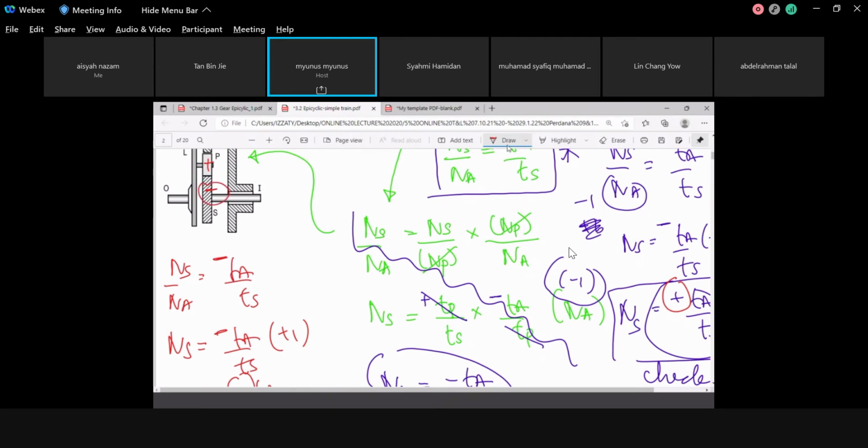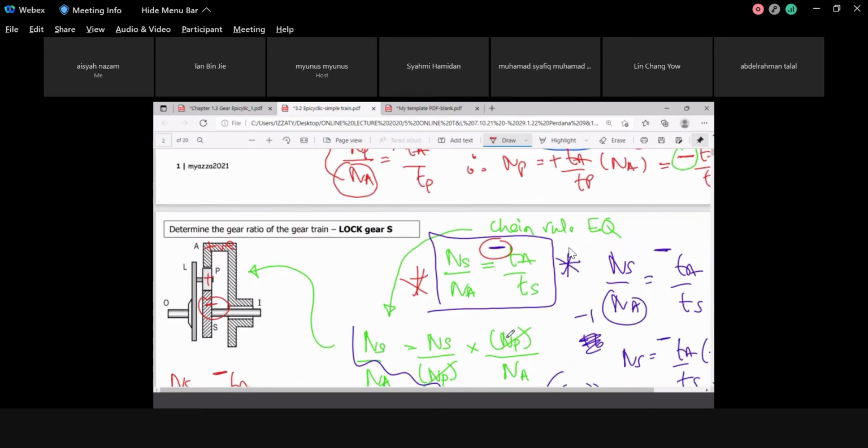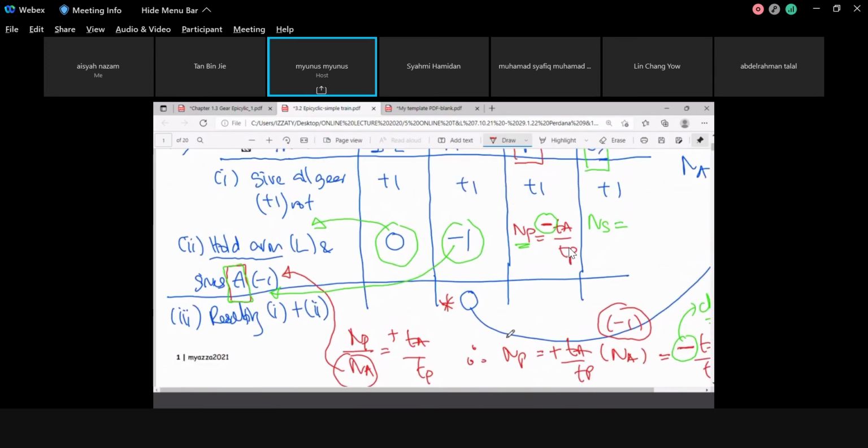But in principle, you have to understand this one. There must be a negative between A and S. You don't have to prove this one. Okay, now?